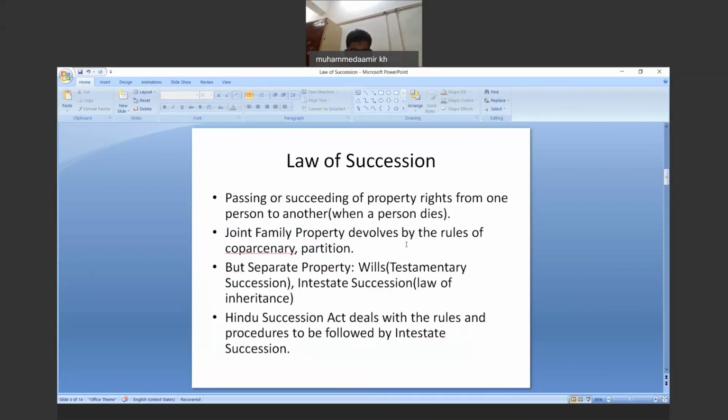Coming back, the Hindu Succession Act 1956 generally deals with intestate succession among Hindus, and we have to discuss it under a few heads which I will be working on. Succession to a Hindu male and succession to a Hindu female, disqualification of heirs, and general rules of succession. These are the few points which we will be seeing under intestate succession.